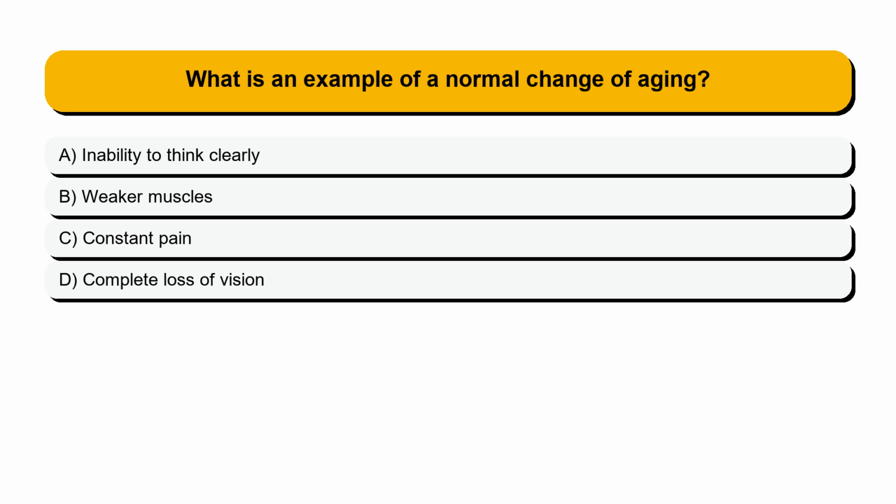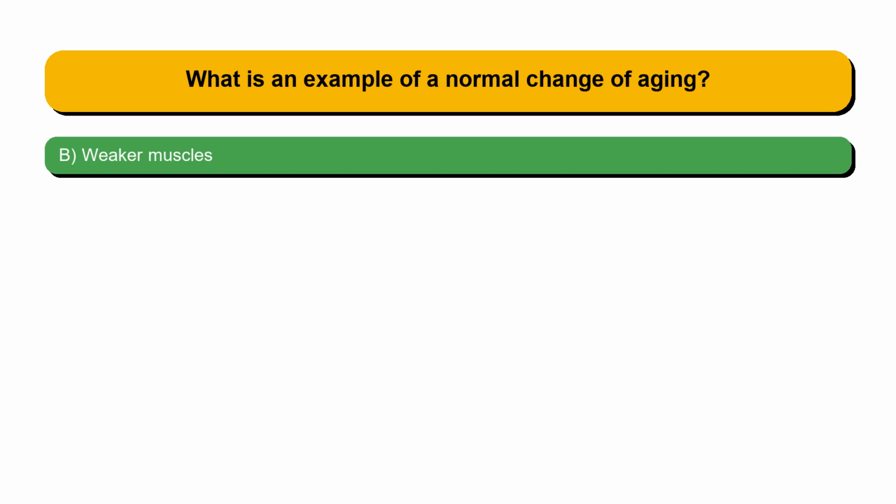Question 8. What is an example of a normal change of aging? Option A. Inability to think clearly. Option B. Weaker muscles. Option C. Constant pain. Option D. A complete loss of vision. The correct answer is Option B.